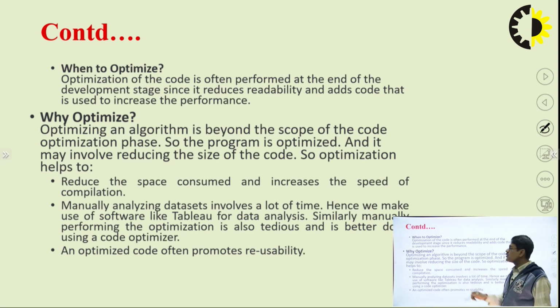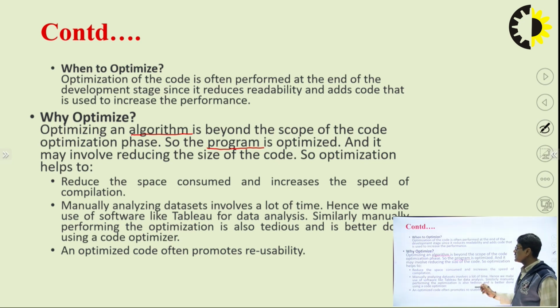Why optimize? Because optimizing an algorithm is beyond the scope of the code optimization phase. We don't optimize the algorithm; in the algorithm, whatever statements you have written, we optimize those. So only the program is optimized, not the algorithm, and it may involve reducing the size of the code. So why optimize? It has these three points.